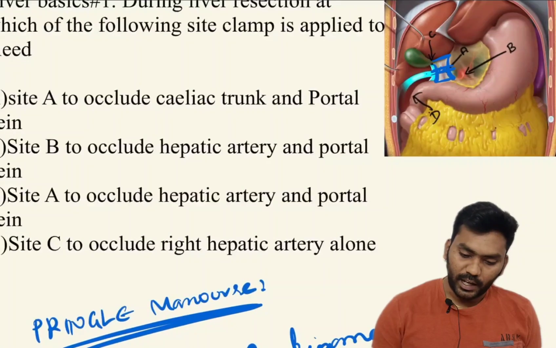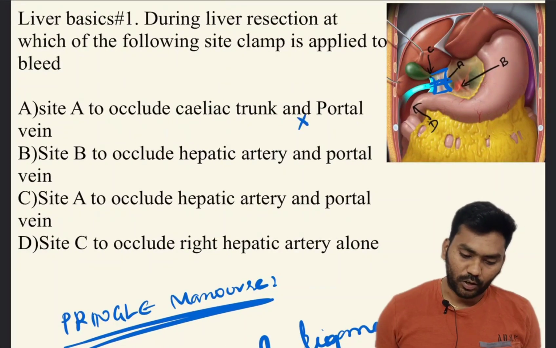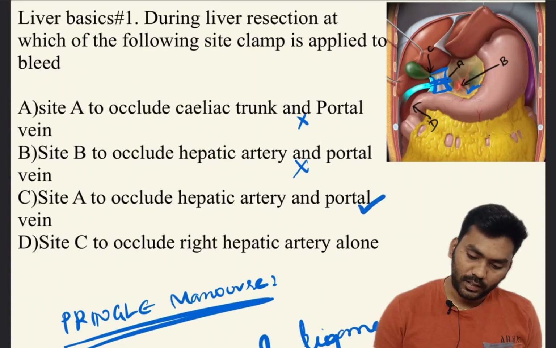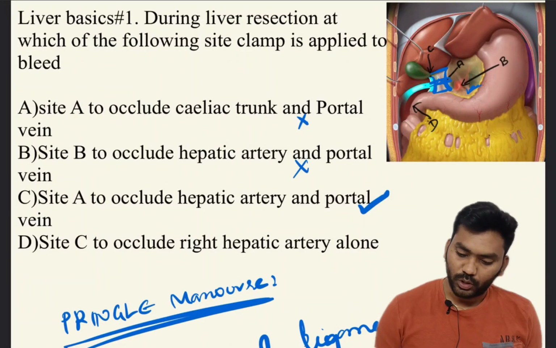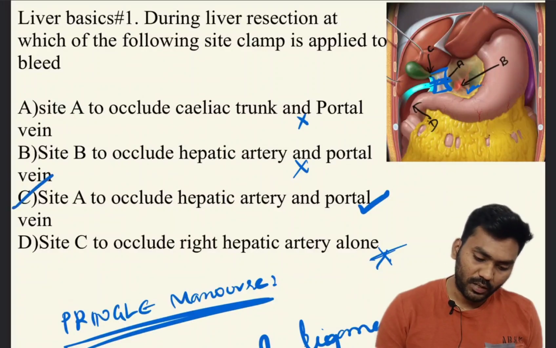Okay, coming to the options, option A: site A to occlude celiac trunk and portal vein. Site A is fine, but celiac trunk is wrong, so this is a wrong option. Option B: site B to occlude hepatic artery and portal vein. Here in this picture site B is given at the celiac trunk, so this is also a wrong option. Coming to option C, site A to occlude hepatic artery and portal vein. Yes, this is the correct option. Option D, site C to occlude right hepatic artery alone. No. To control bleeding we should occlude both portal vein and hepatic artery. So the answer for this question will be option C.